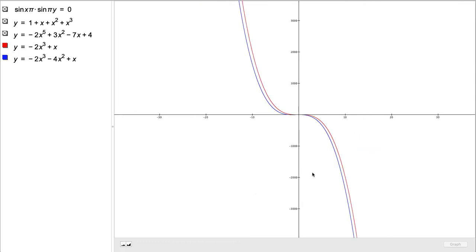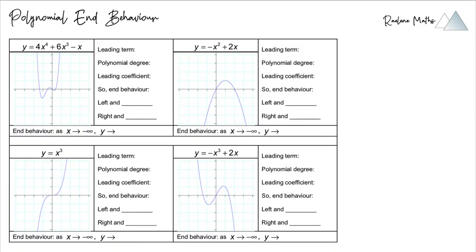In other words, the end behavior is characterized not by the lower degree or the lower order terms, but the leading terms. And so we are going to group like polynomials with the same leading term behavior by classifying the end behavior. So here we have 4 polynomials, each with different end behavior. Pause the video and fill in the blanks to see how you get on, and then unpause the video to check your answers.